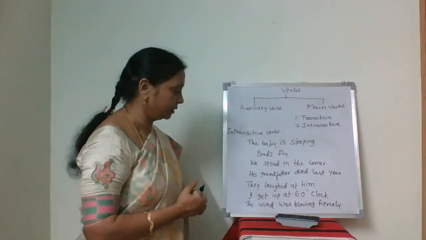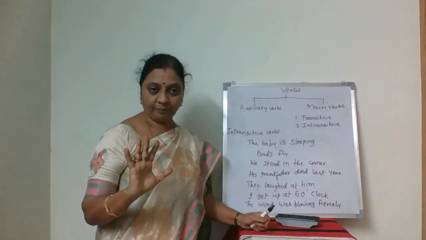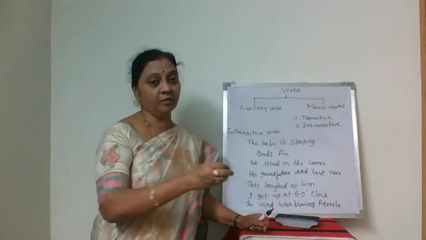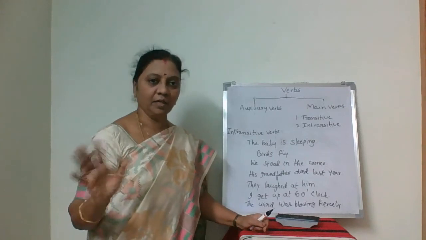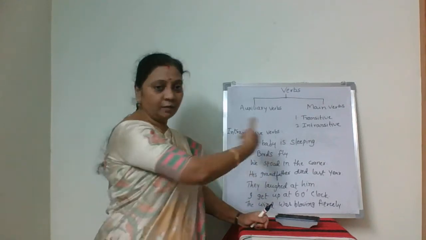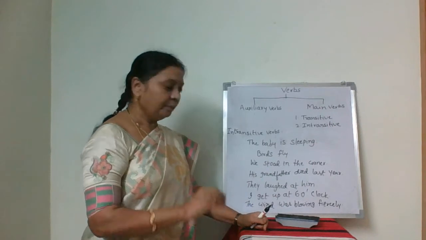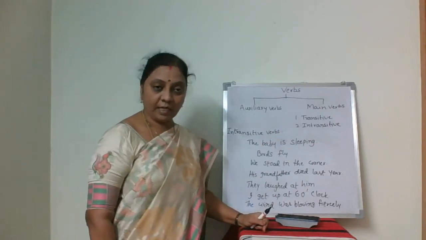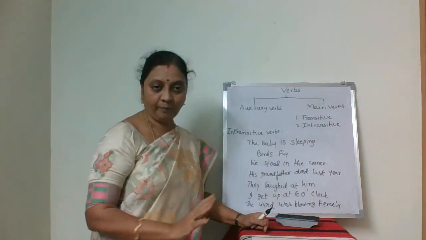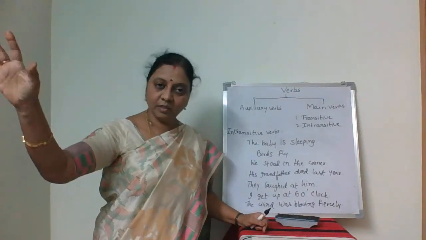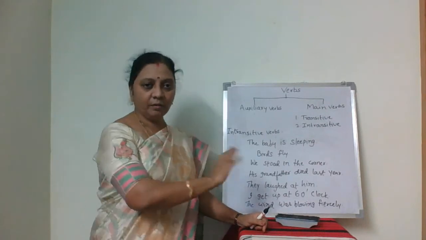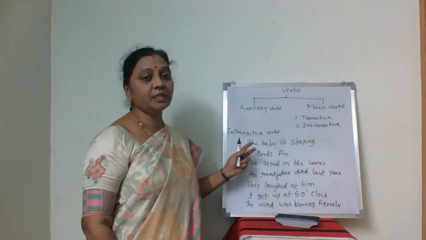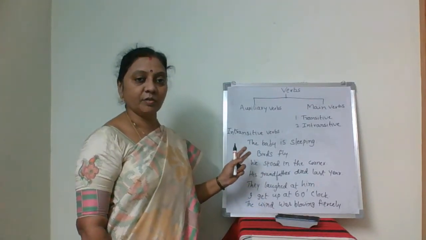Look at these examples. The baby is sleeping. Okay, the baby is sleeping on the bed or on the floor, on the mat. That's the thing. But the baby is sleeping. No object at all. Okay, birds fly. Birds fly. There is no transfer of action, isn't it? Birds fly in the sky. Birds sit on the branch of the tree. Okay, there's no transfer of action from subject to object. Hence, we call these intransitive verbs.